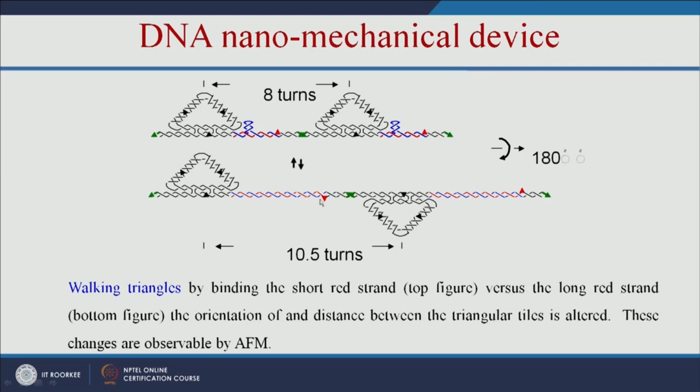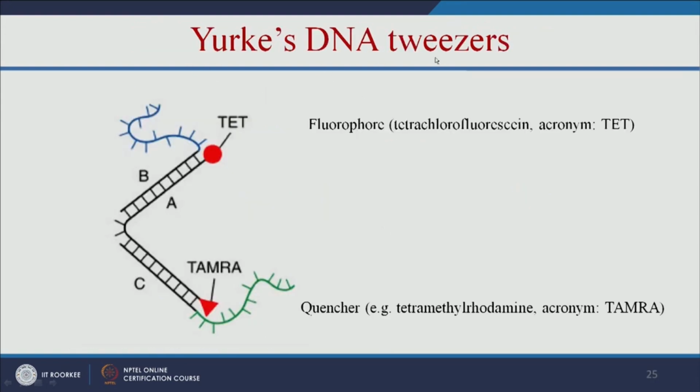When it forms a hybridization, what happens is this triangle will rotate, it will have a 180-degree rotation and it will move to the bottom. So this is also another example for a DNA based nanomechanical device.